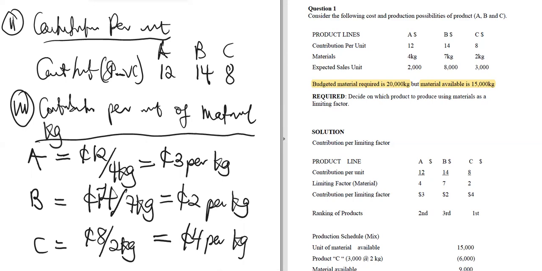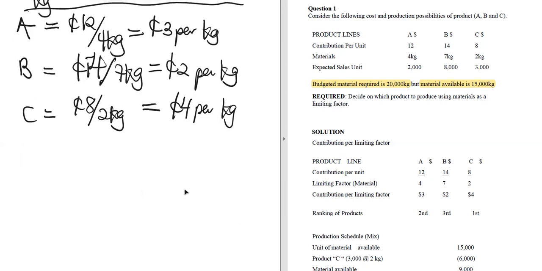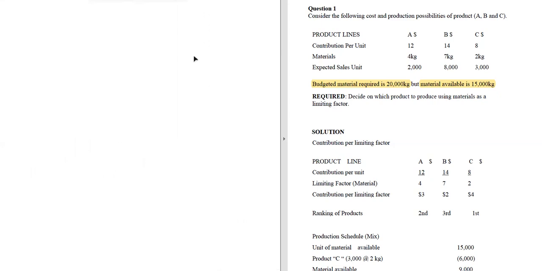Then the next thing you need to do is to rank. You rank them in order of the one which makes the highest contribution per the scarce resource. In terms of ranking, for A, B, and C, which one had the highest contribution per limiting factor? I think it was C. C would be the first in ranking.